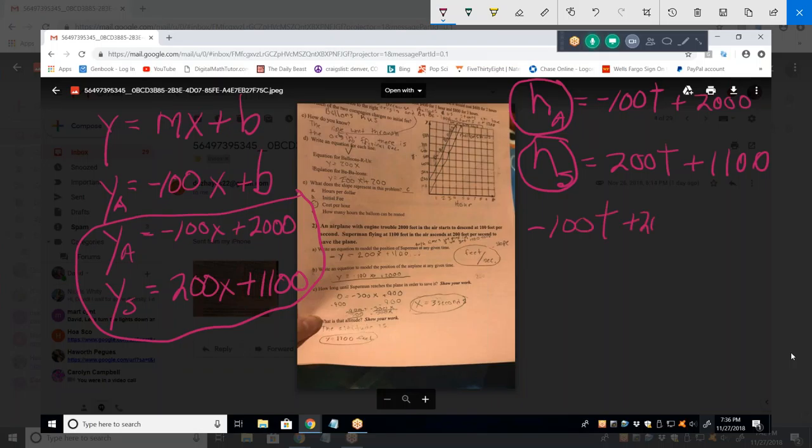That's all this is, an algebra problem. Now, how do I solve that? Here, let me write it again so that I have room. I don't run out of room on the left side. So I got minus 100t plus 2000. That's the height of the airplane. And I'm saying that it has to equal the height of Superman, and his height is 200t plus 1100. Now, solve that for me.